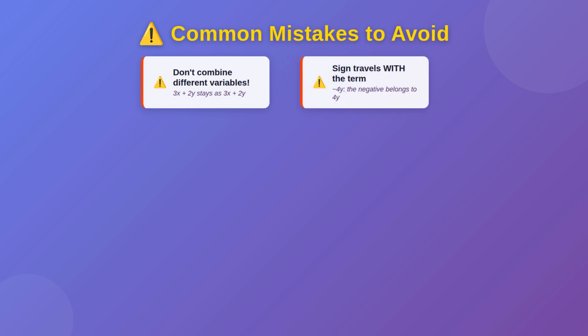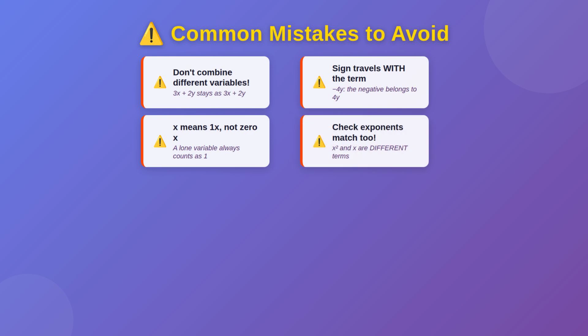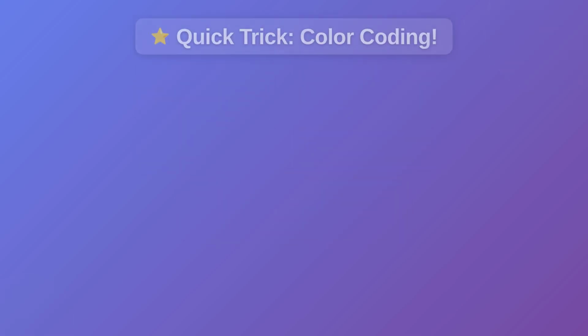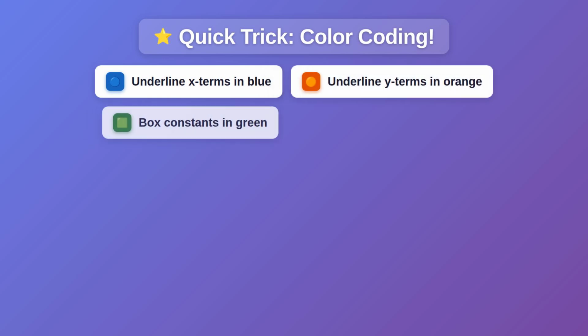Before Marcus celebrates too hard, let's review the most common mistakes students make. First, never combine different variables. 3x plus 2y does not equal 5xy. Second, the sign in front of a term travels with it. If you see minus 4y, that negative belongs to the 4y. Third, a lone variable like x is the same as 1x, not 0. And fourth, always check that the exponents match. x squared and x are different terms, even though they both have x. Dodge these traps and you're golden.